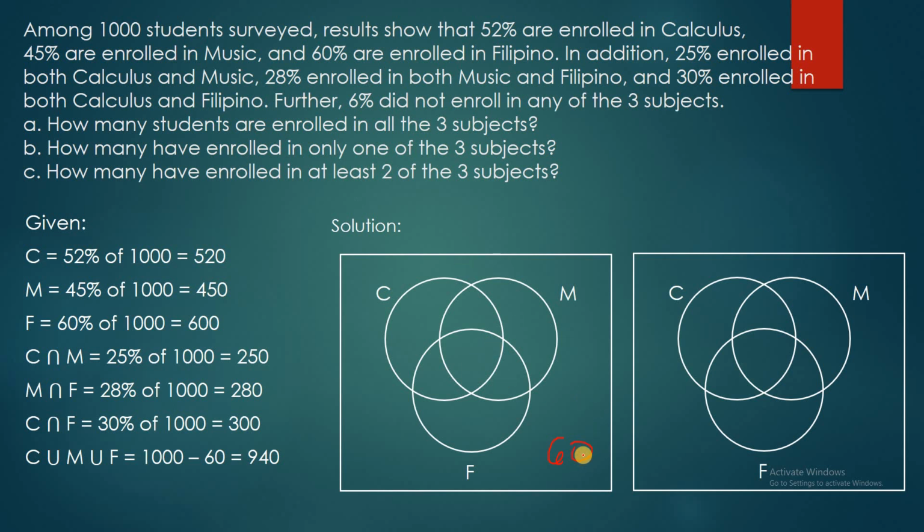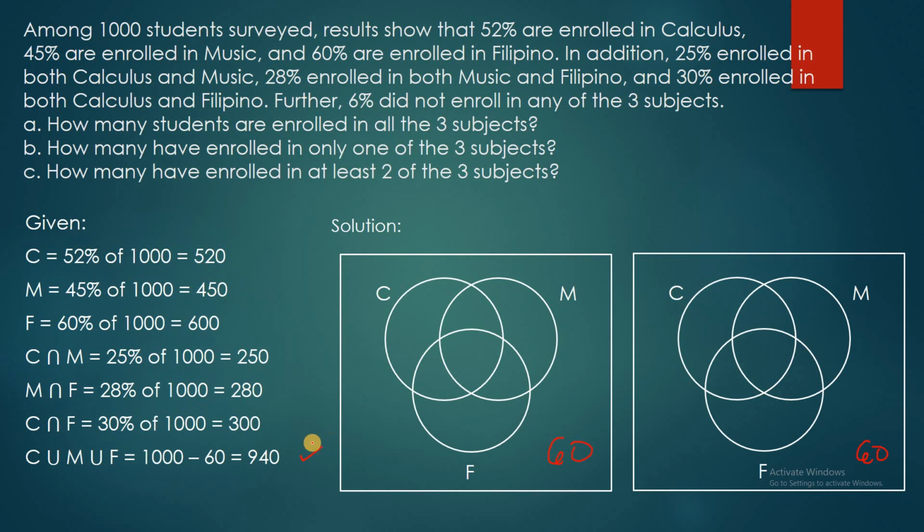So if you add that to 60, it should be exactly 1,000. That would be our universal set. So this should be 60 as well. So on my plan, I should be able to complete 1, 2, 3, 4, 5, 6, 7 enclosed regions here. And then this would be my working area. So let me try to work backwards.